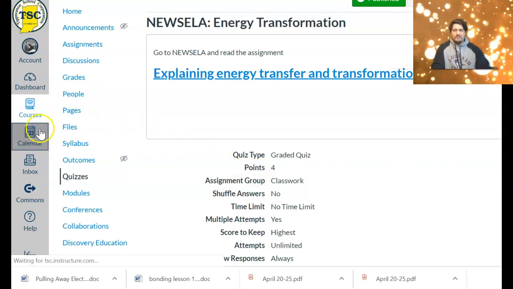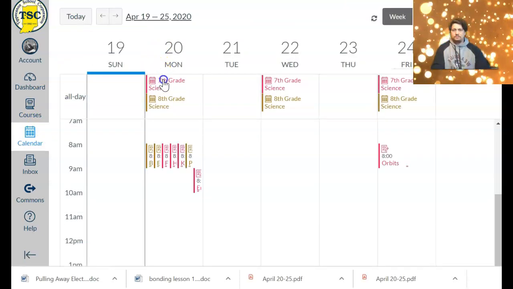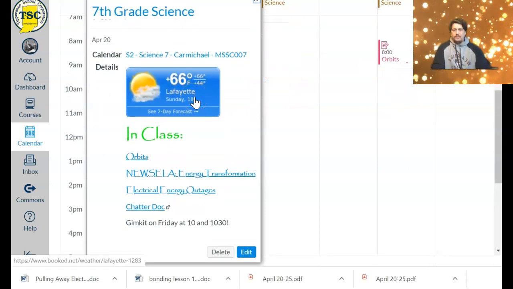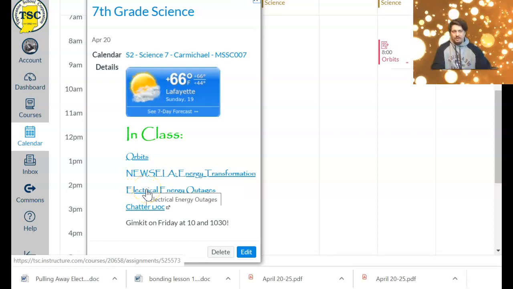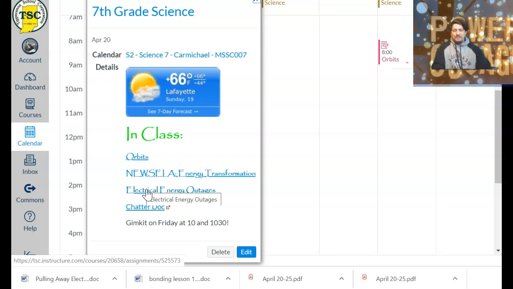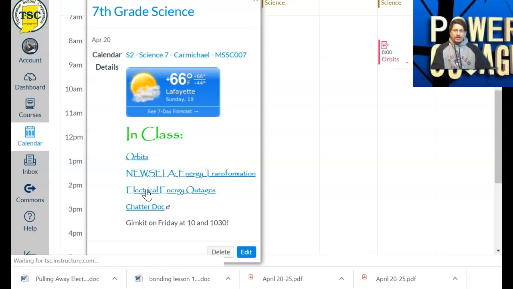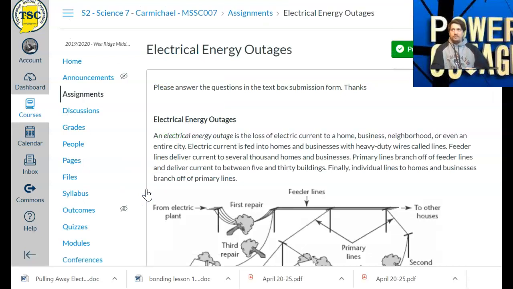Our next assignment on the calendar is Electrical Energy Outages. We've talked about many different forms of energy: gravitational energy, nuclear energy, chemical energy. Now we're going to start focusing on electrical energy going forward. You've probably all experienced an outage in your life, when the power goes out while you're trying to watch your favorite YouTube video or play your video games. This is going to explain what happens and how things get restored in those instances.